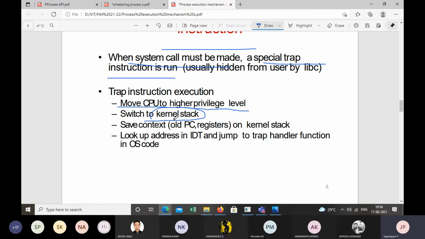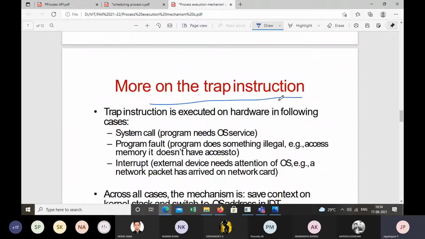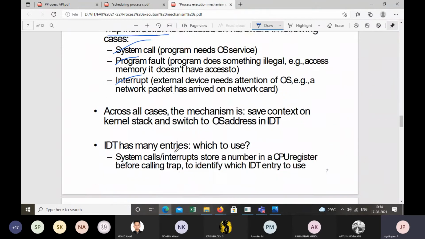And you save all the PC value and registers in the stack. After the execution of the system call instruction, we have to go back to the user mode and start the execution where you stopped, right? So in order to go back, we store the old PC, registers and so on, right? And we also discussed what are the different scenarios where the trap instruction is executed. One is when you're invoking a system call, another is when a program fault occurs, and when an interrupt happens. So these are the three different cases where the trap instruction will be executed, right?